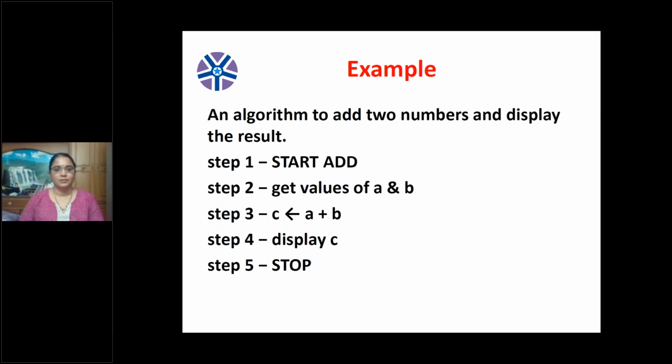So you need to take two elements either from the keyboard or directly from the algorithm. So get values of A and B, and step 3 is C is equal to A plus B. The value of A plus B is stored in C, and that should be displayed on the screen. This is a simple algorithm to explain what an algorithm is.